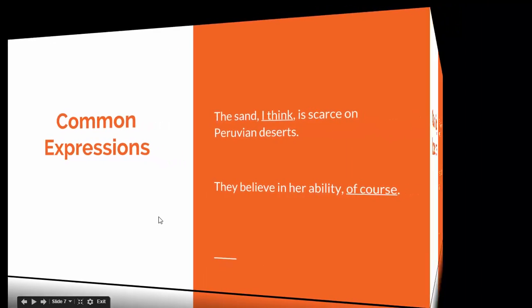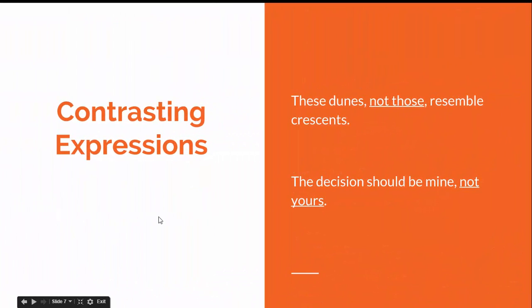And one more type, contrasting expressions. Contrasting means that we're going to look at opposites. So in the first sentence, these dunes, not those, resemble crescents. So not those contrasts, shows an opposite. It's the opposite of these dunes. So because it's a contrasting expression, we're going to set it apart with commas.